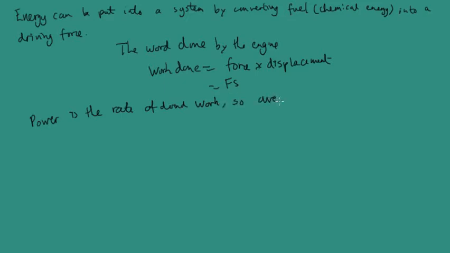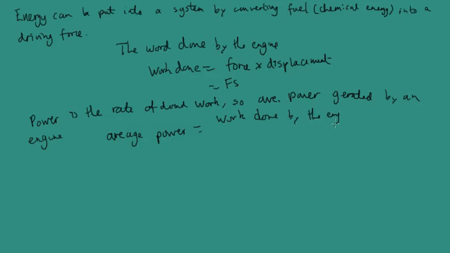So the average power generated by an engine is given by, so we think about the average power because there'll be fluctuations in an engine. The average power is the work done by the engine over the time taken. So work done is force times displacement, over the time taken t.